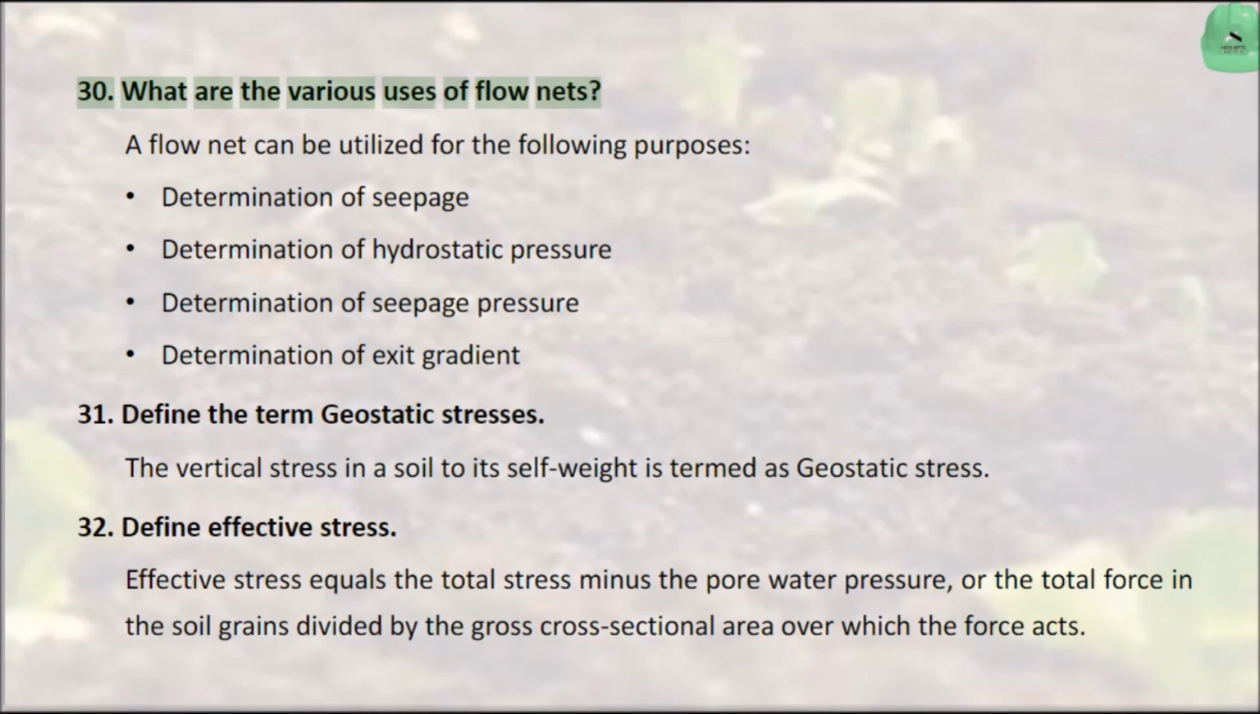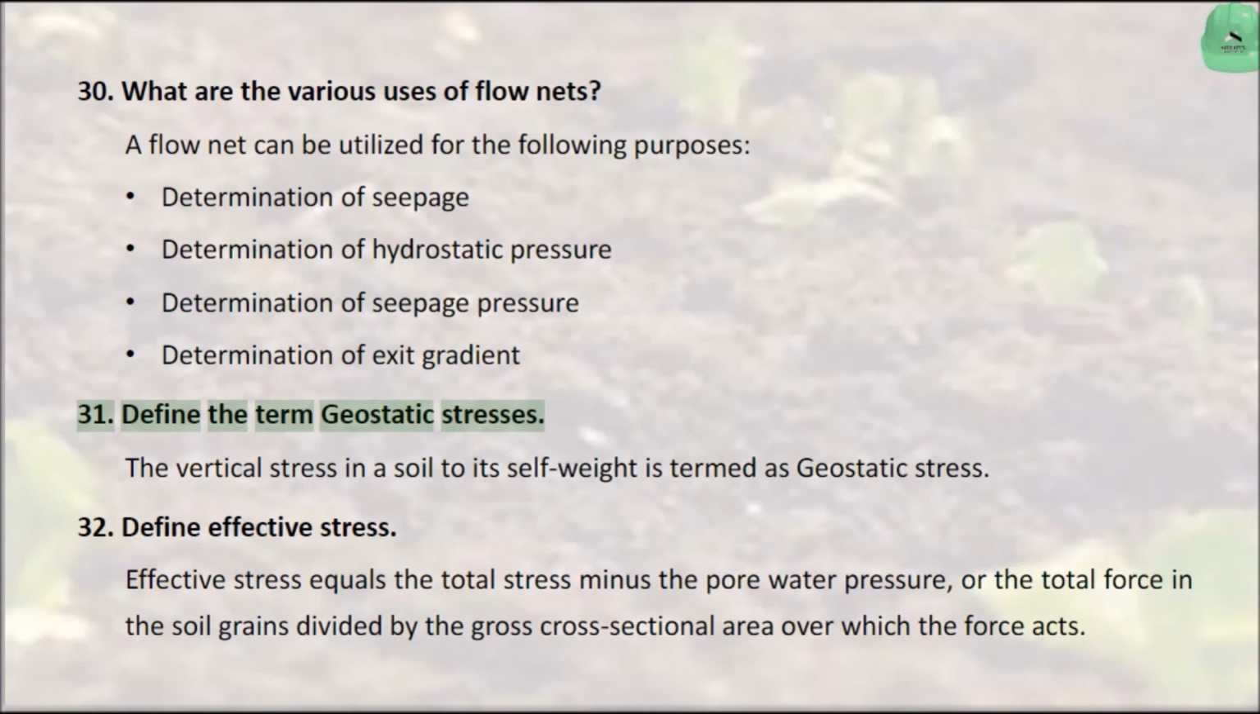What are the various uses of flow nets? A flow net can be utilized for the following purposes: determination of seepage, determination of hydrostatic pressure, determination of seepage pressure, determination of exit gradient.